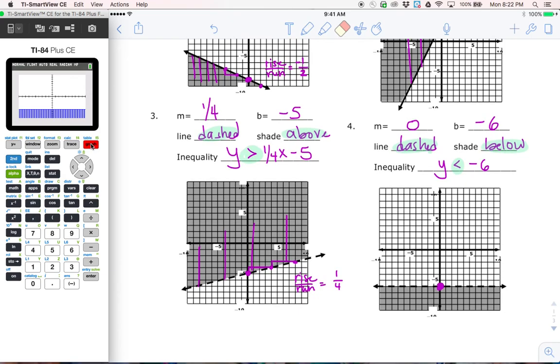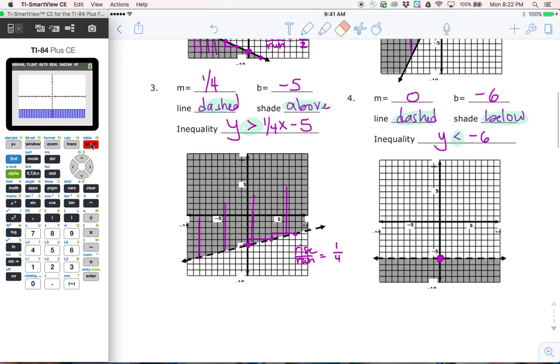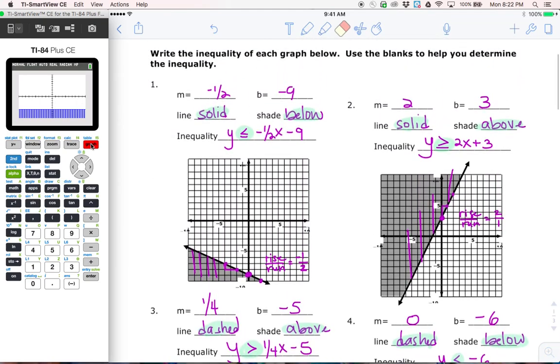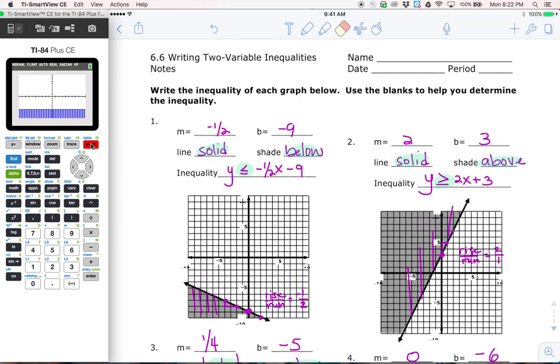Don't forget your inequality tells you where to shade and what kind of line to use. Don't forget to find slope, rise over run, and I think we're all pretty good with finding y-intercepts.